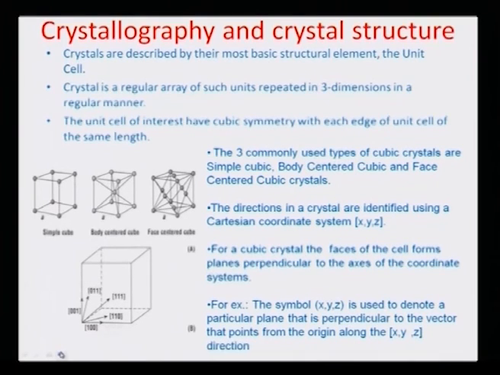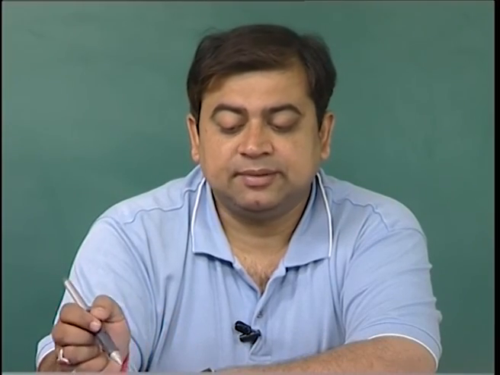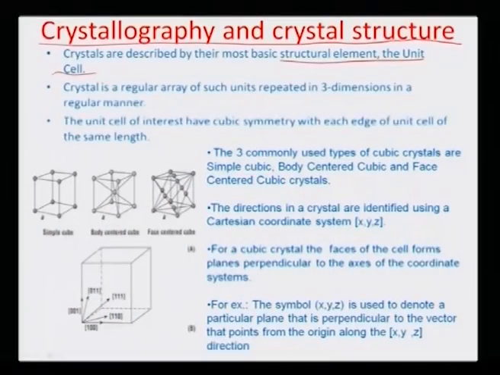And let us delve into a little bit of crystallography and crystal structures. When we talk about especially single crystalline silicon, crystals are described by their most basic structural element, the unit cell, as most of us know, and it is a regular array of such units repeated in three dimensions in a very regular manner, which comprises a crystal. And the unit cell of interest has, let's say, cubic symmetry, and each edge of this unit cell has the same length.